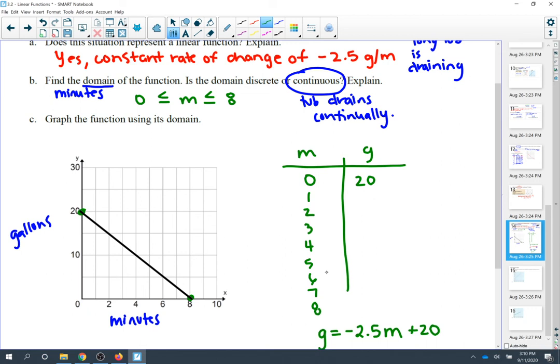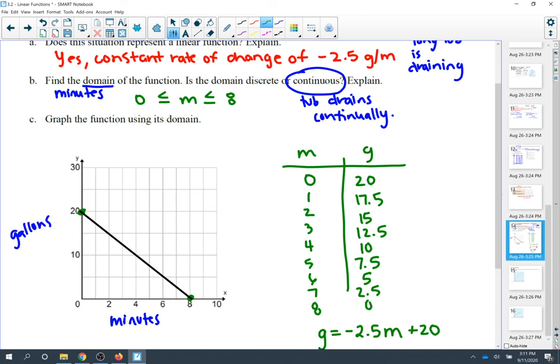They told us that it's draining at 2.5 gallons per minute. So all I'm going to do is take 20 minus 2.5, which gets me 17.5. Then I minus 2.5, which gets me 15, minus 2.5, which gets me 12.5, minus 2.5, which gets me 10, minus 2.5, which gets me 7.5, minus 2.5, which gets me 5. Do it again, we're at 2.5. Do it again, we're at 0.